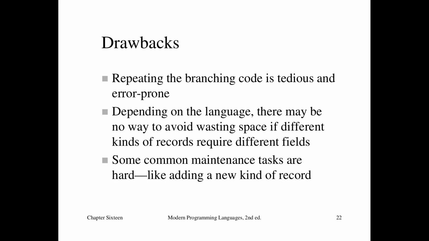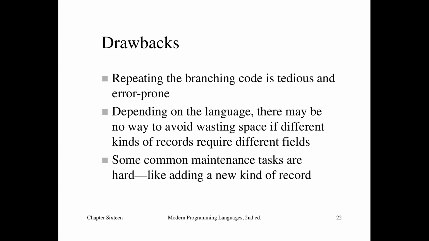This is also because you may have multiple methods with the same type of branching construct. This then becomes a form of what I would like to call shotgun surgery. It's another type of code smell. This is all bad, right? And then depending on the language, there may be no way to avoid wasting space if different kinds of records are required for different fields. Space in memory, space in a database, if you have database records that this stuff is being persisted to.